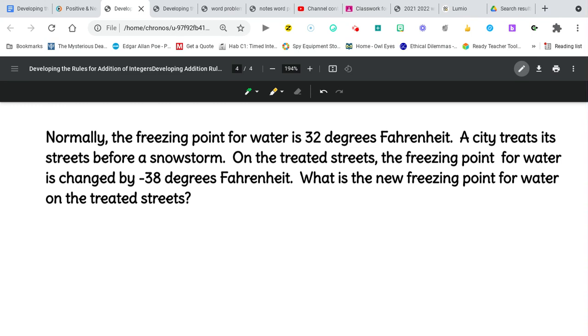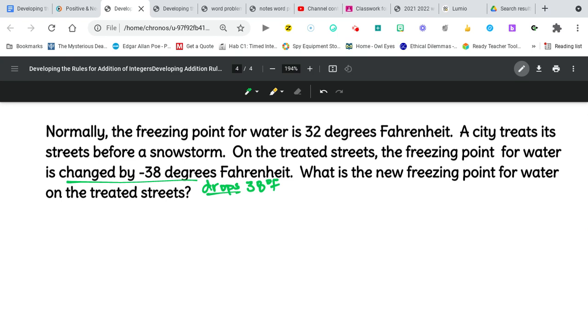It says it's changed by negative 38 degrees Fahrenheit. In other words, when it's changed by negative 38 degrees Fahrenheit, it simply means that it drops 38 degrees Fahrenheit. It changes by that much, so it means it drops that much, okay? The reason why I know it drops is because that 38 is negative, so I know it goes down. It says, what's the new freezing point for water on the treated streets? So I'm going to have you write an expression, but before that, I'm going to model this.